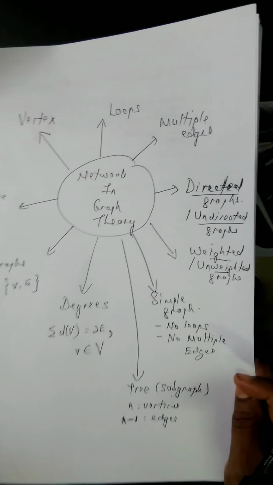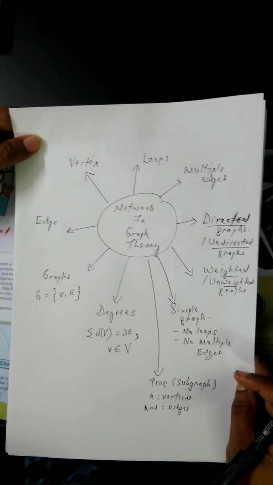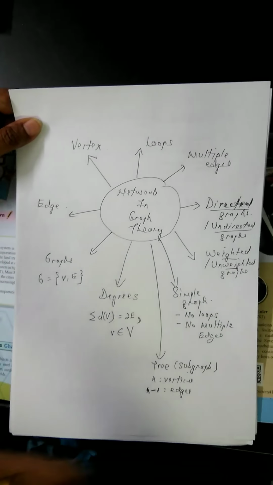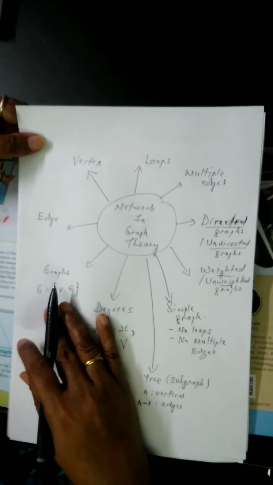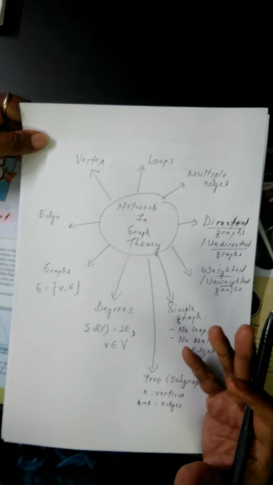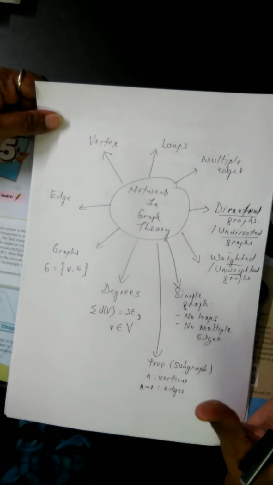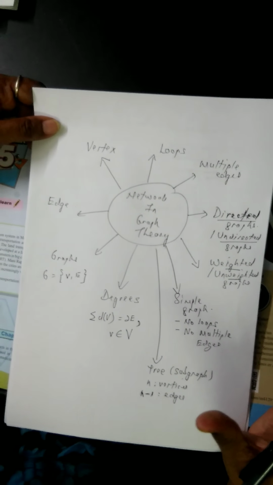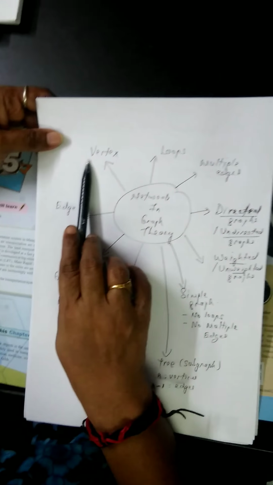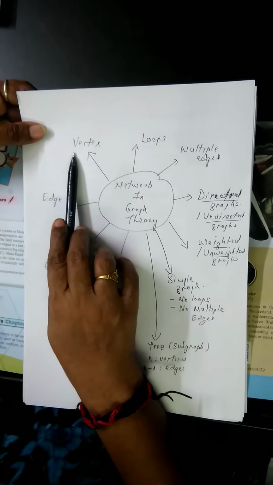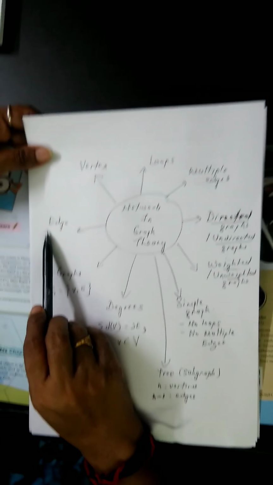Okay, so there are a few things that you need to know. This is the whole entire gist of the chapter. There is a lot of theory involved in it, so if you know the theory, you should be able to answer the questions. We start off with the first concept, the concept of vertex. You must know what a vertex is. Number two, it's an edge.